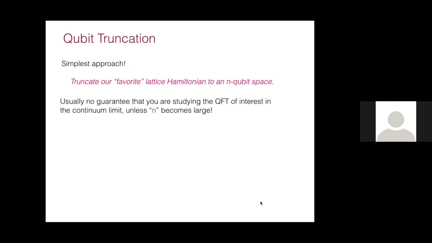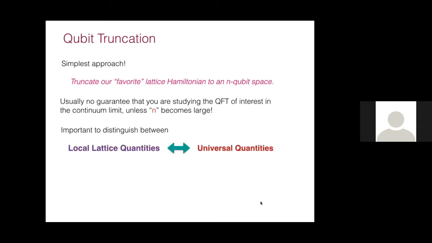So let me tell you briefly about the qubit truncation, because that's what many groups are exploring. This is actually the simplest approach. Basically, take your favorite lattice Hamiltonian, and then write down a simple realization of that in the n qubit space. And of course, as I just mentioned, as n becomes large, you don't know whether you get back a point in that space of models where you really get a continuum limit. And that's an interesting question.